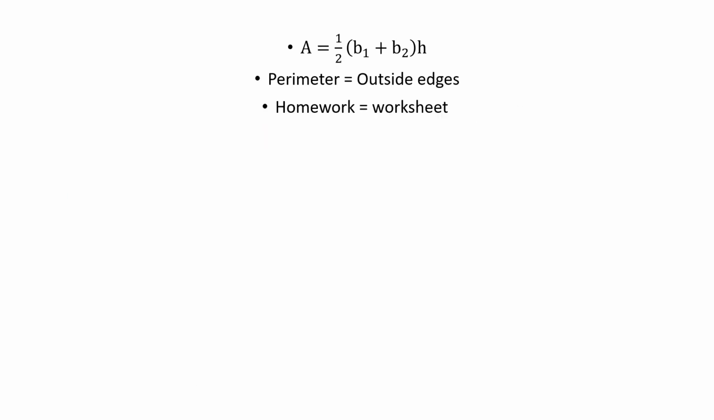So here's what you need for homework. There's your equations. Area equals 1/2 base 1 plus base 2 times height. Your perimeter is all of your outside edges. You guys were given a worksheet in our face-to-face meetup, so that is your homework. And if you have any questions, let me know.